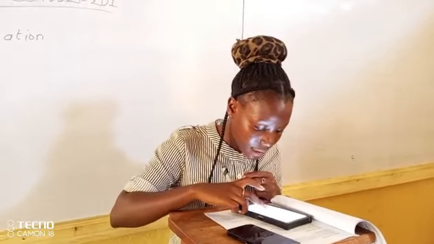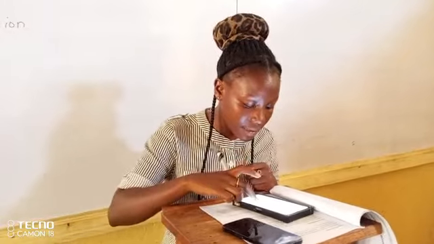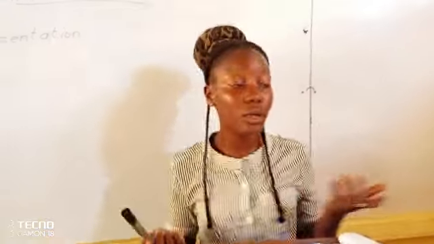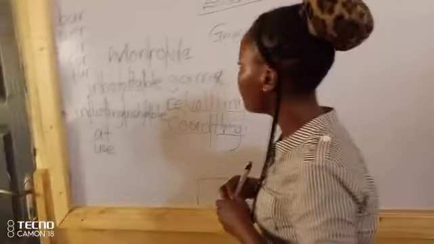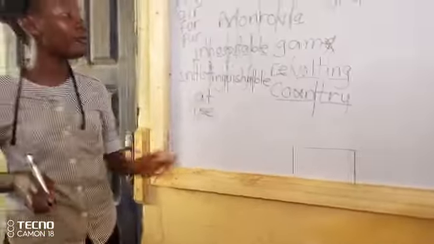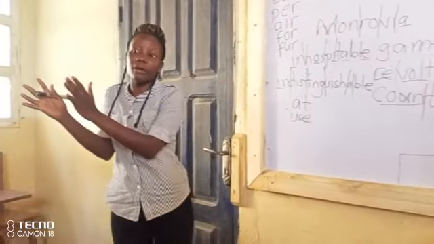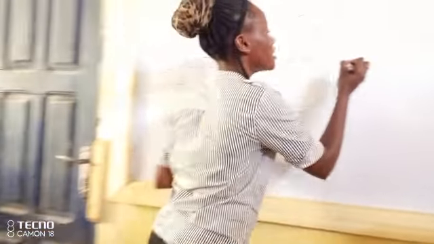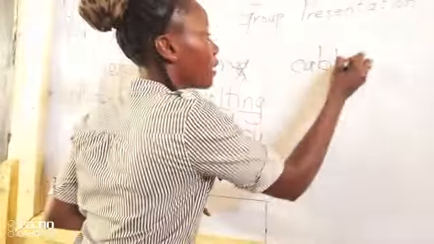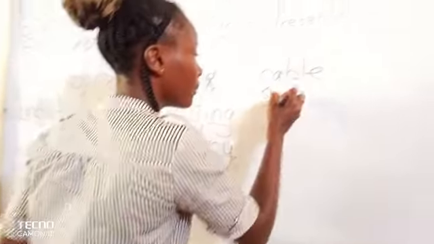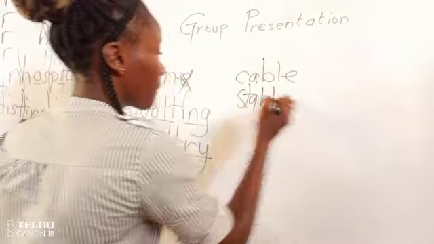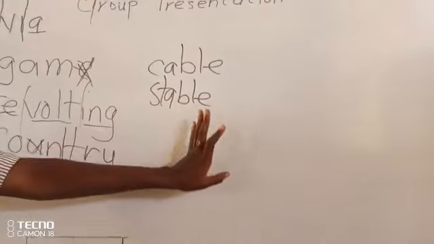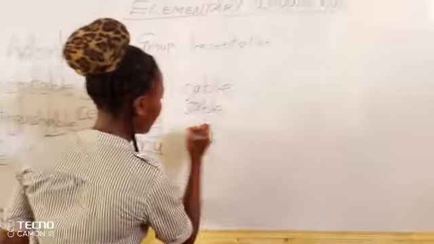Then the next kind of syllable that we have here is the consonant LE syllable. This consonant LE syllable can also be referred to as stable final syllables, because they are always at the end of words. For example, you have words like cable and stable. So you find out that this consonant LE is usually at the end. They use another consonant before the LE.